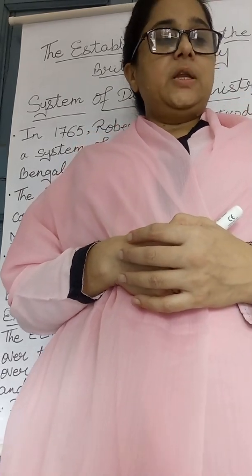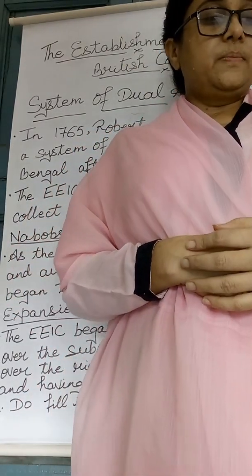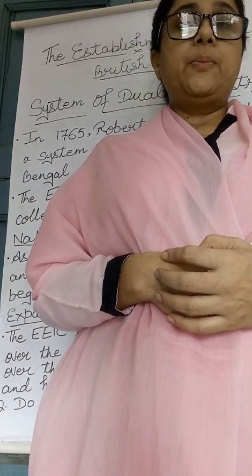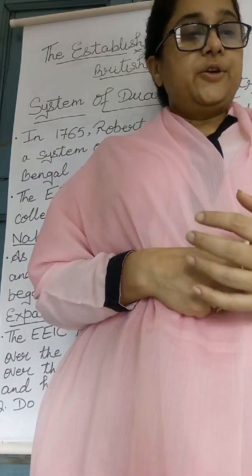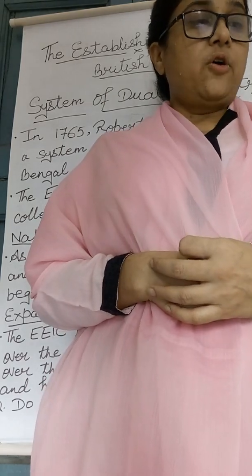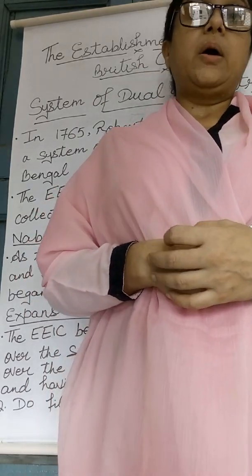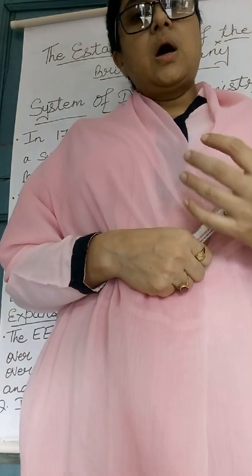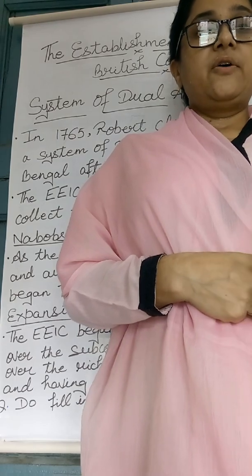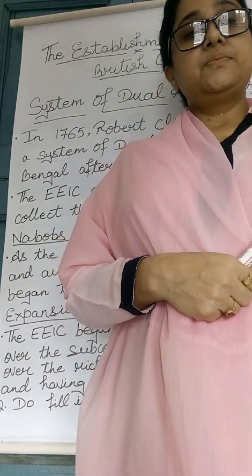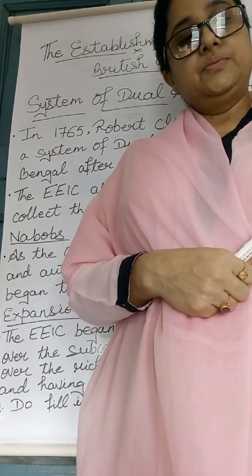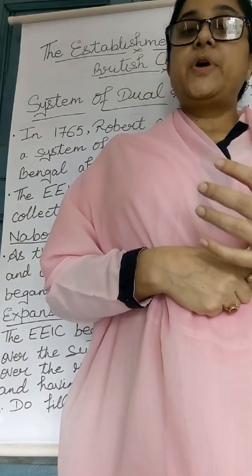Officials of the East India Company who became very rich through corrupt trade and other practices were called Nabobs. It was an anglicized version of the Indian word Nawab. Now, how did the company expand its territories? They did lots of work. That is the instrument of British expansion.